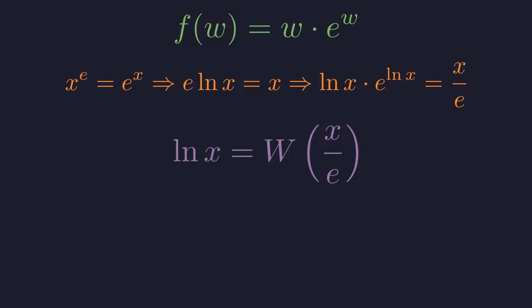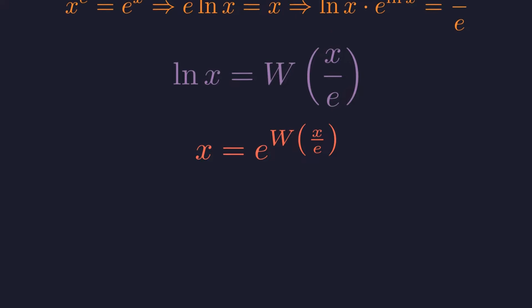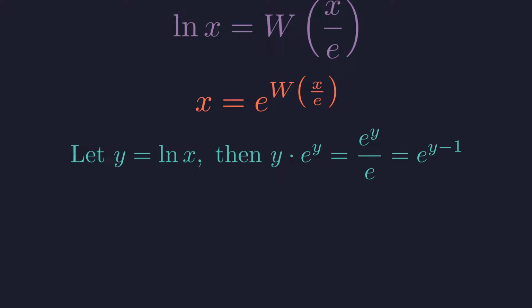But we want to solve for x, not natural log of x. Taking the exponential of both sides gives us x equals e to the W of x over e. But wait, this still has x on both sides. This is where the magic of the Lambert W function really shines. We need to be more clever about our substitution. Let's try a substitution. Let y equal natural log of x.